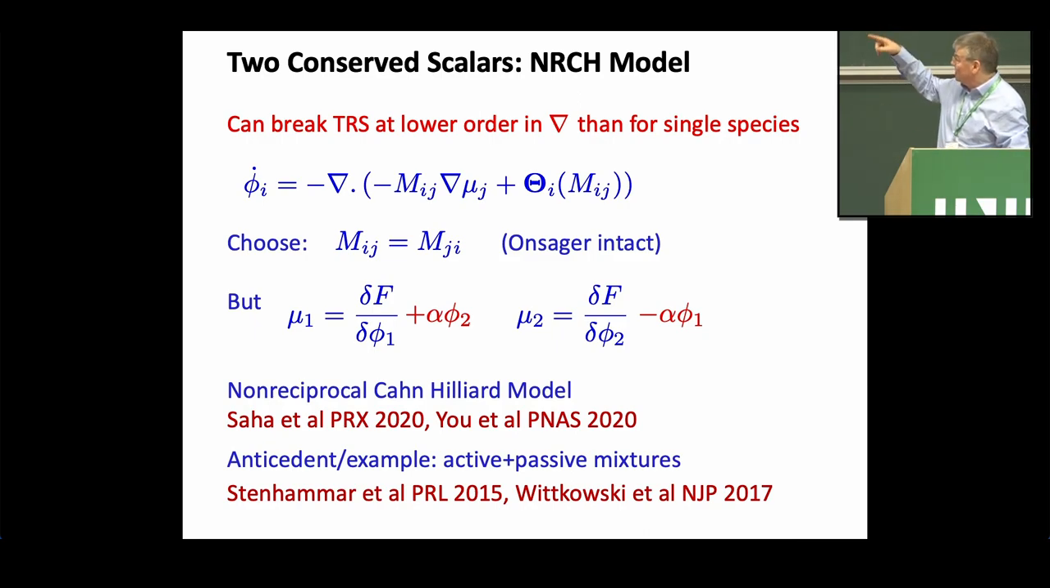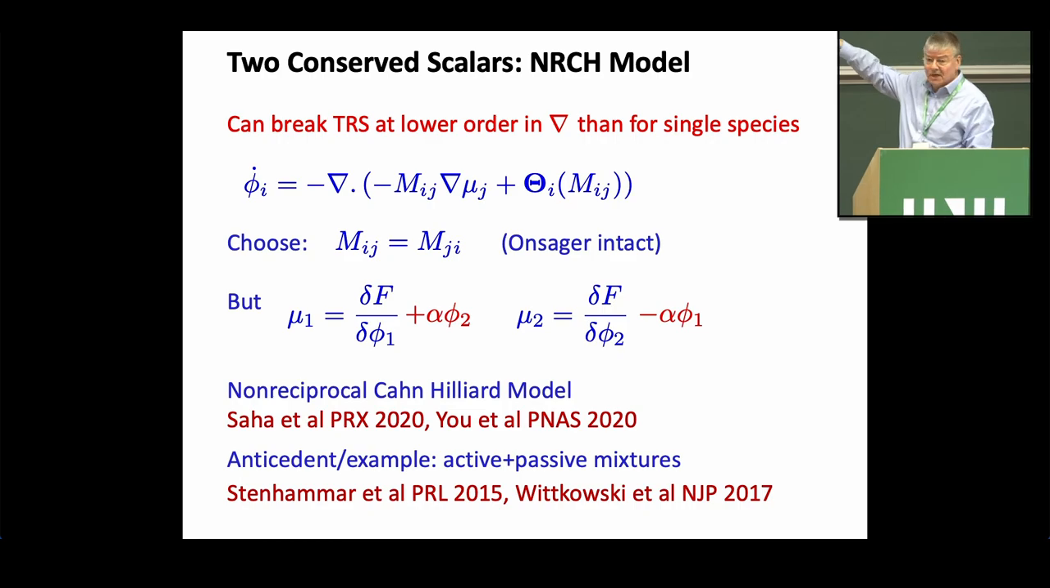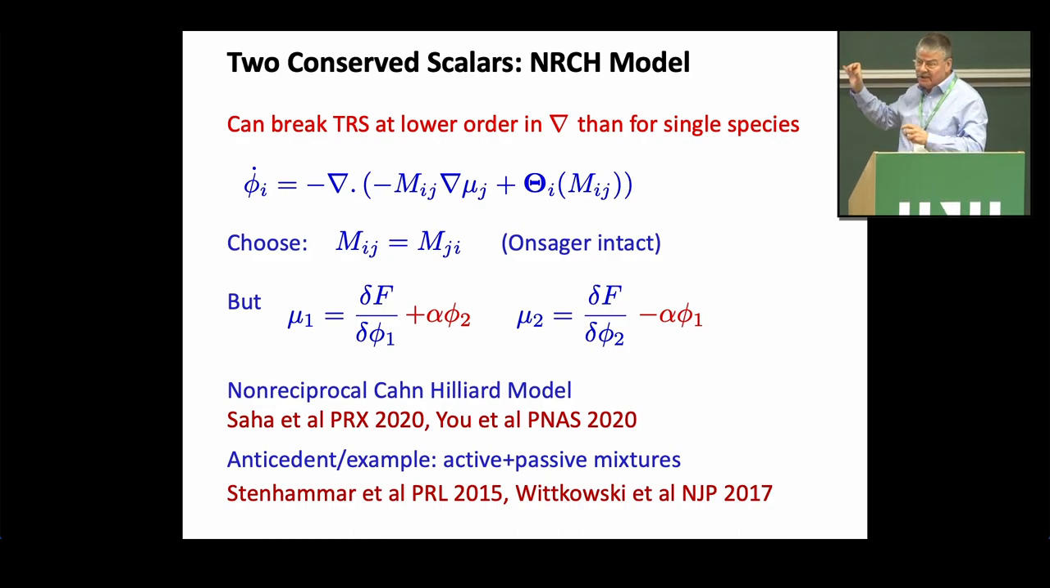The equilibrium version of this is sometimes called the Cahn-Hilliard model. This is the non-reciprocal Cahn-Hilliard model. So you see, I don't need any funny gradient terms here. In the chemical potential, instead of having additional nonlinear gradient pieces, I've just got a breakdown of the symmetry that is implied by having a free energy.